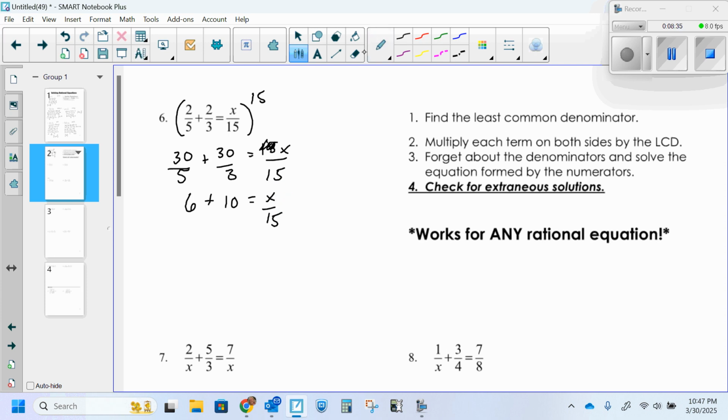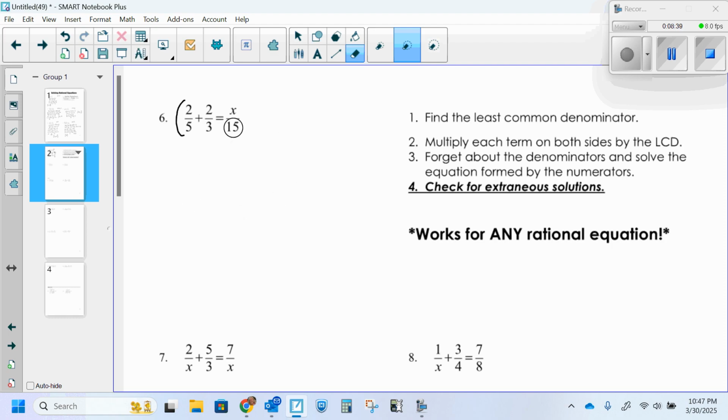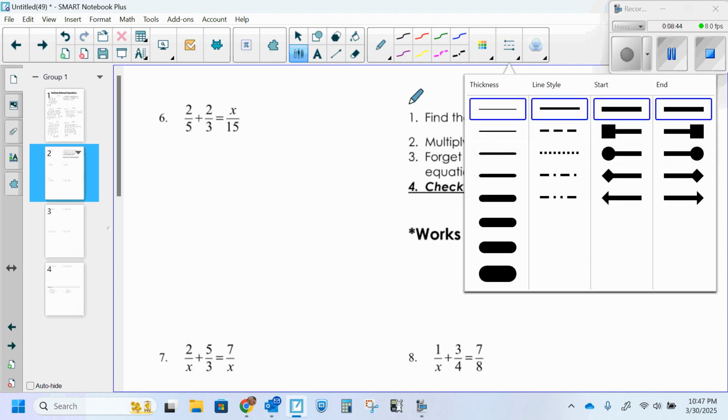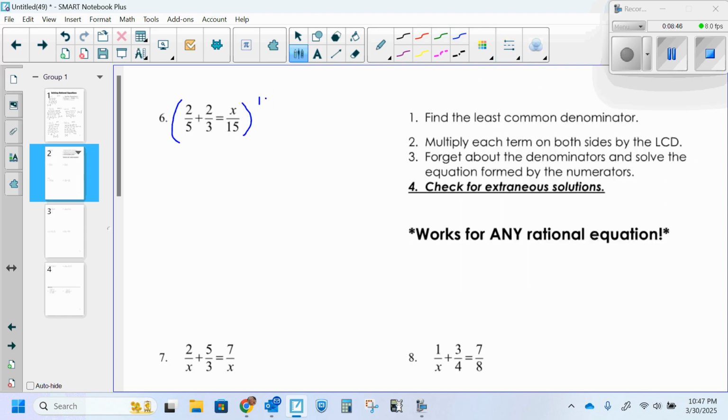I don't know what I just did. Okay, I need to start all over. I kind of got myself wrapped up in changing my mind, and then I messed that up. Let's try that again. Common denominator is 15.